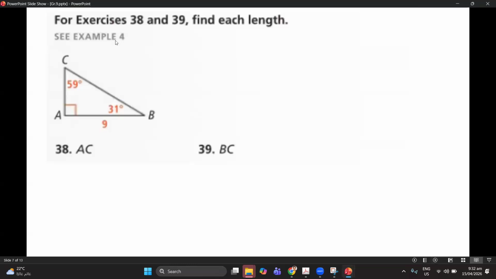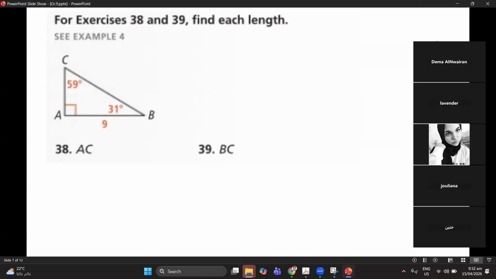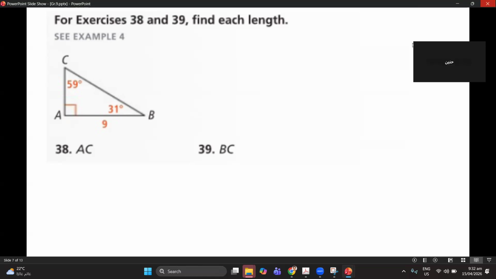Now, for exercise 38 and 39, find each length. Given that angle B is 31 and angle C is 59, they ask you to find the length of AC. Haneen, can you help me? Here I need to find AC. Which angle do you prefer to use, 31 or 59? 31, okay. By the way, I can use any of them.